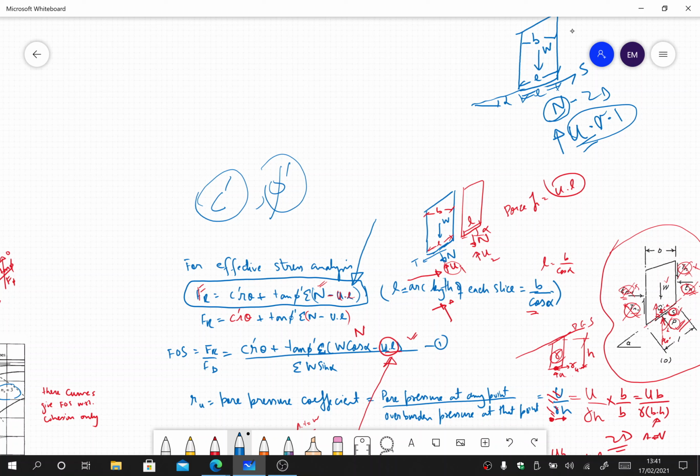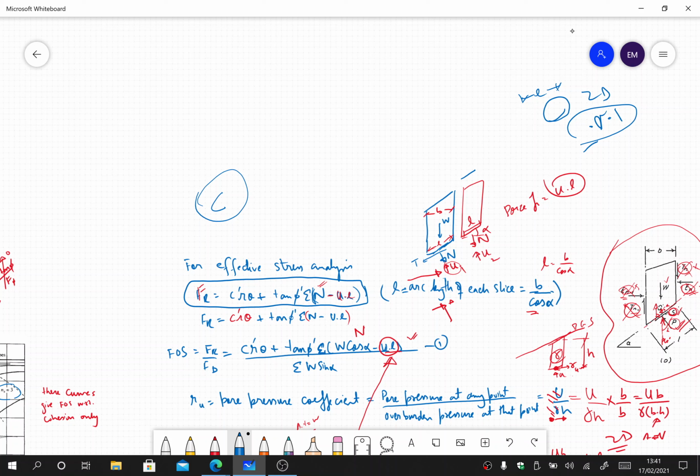So you simply have to find the pore pressure acting at the base of that slice, and multiply that with the inclined length of the slice, that is, along the length of the failure plane. Then subtract it from the normal force that is acting downward. And how do we get the normal force? From the weight component, W cos alpha. So plug in the values and we will have very simply the effective stress analysis.